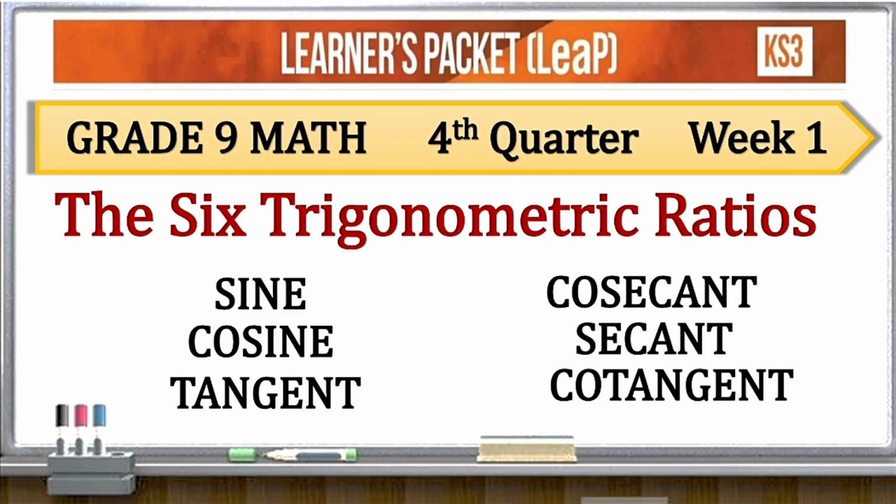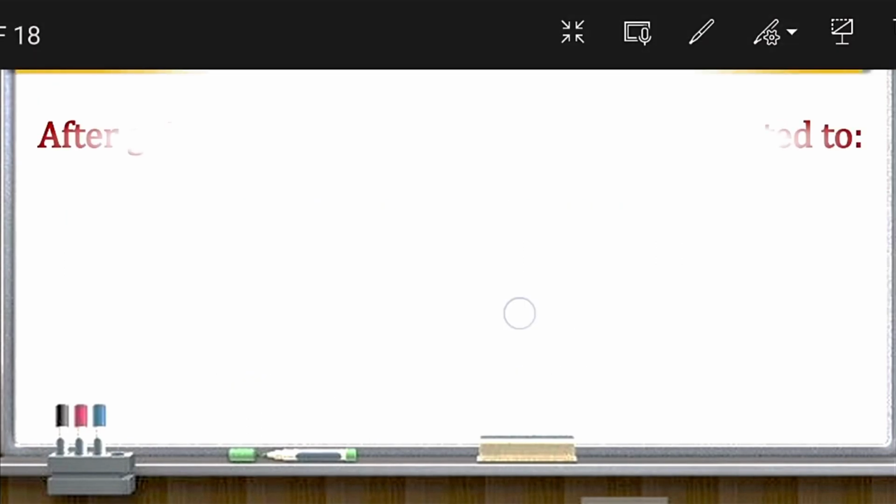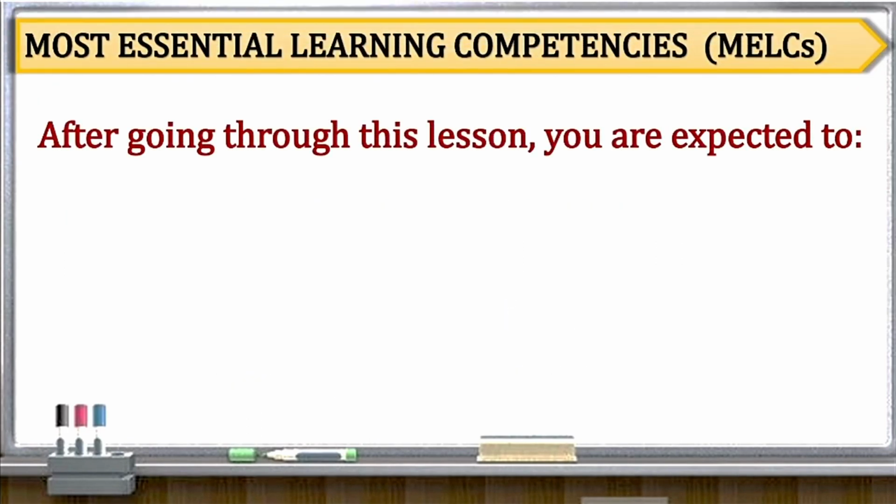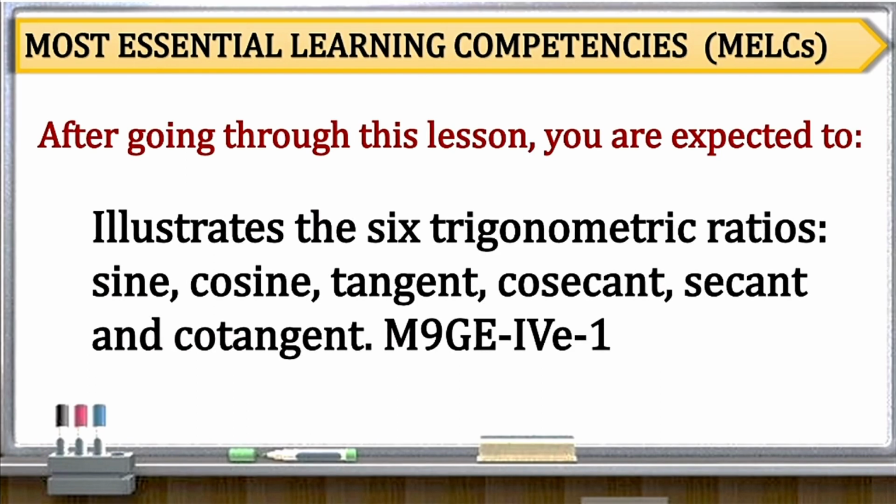Today, ang pag-aaralan natin ay ang 6 trigonometric ratios. Sine, cosine, tangent, cosecant, secant, and cotangent. And after going through this lesson, you are expected to illustrate the 6 trigonometric ratios.